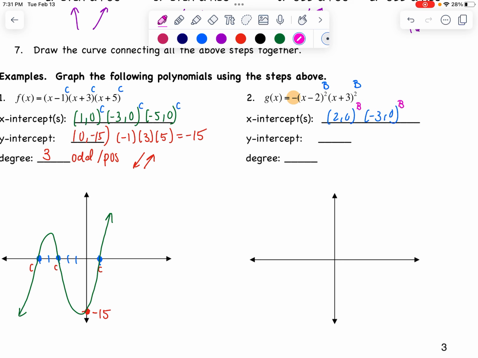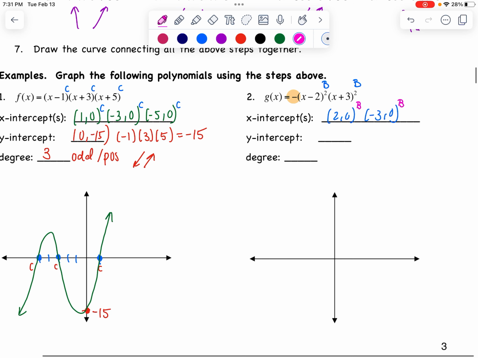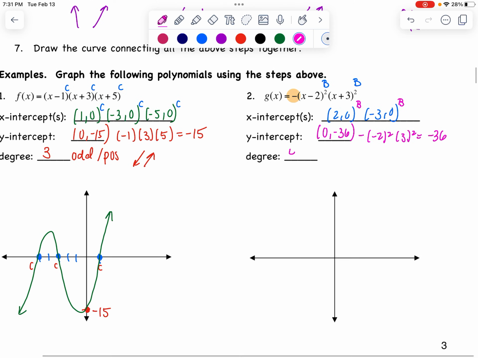The y-intercept, let's see, right, we get -36. So 0, -36 is your y-intercept. And we're looking at a degree 4, which is even. However, our function is negative, so we're going to go down.